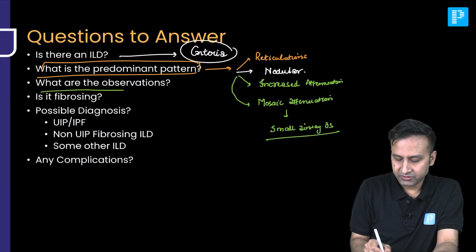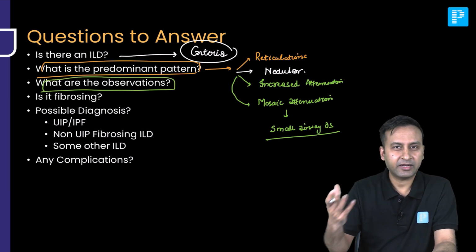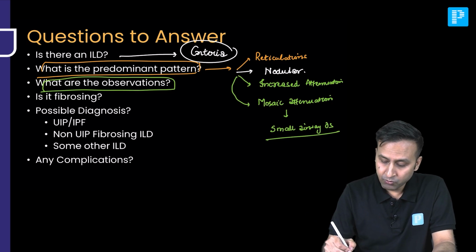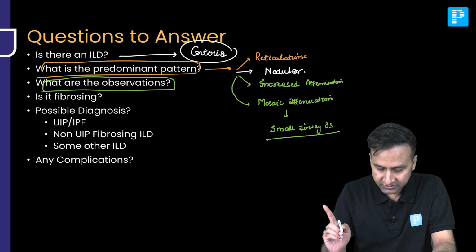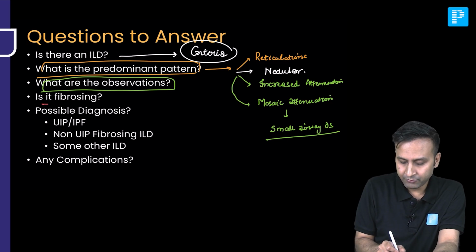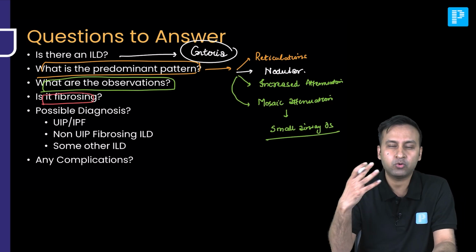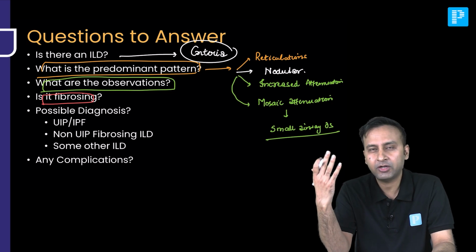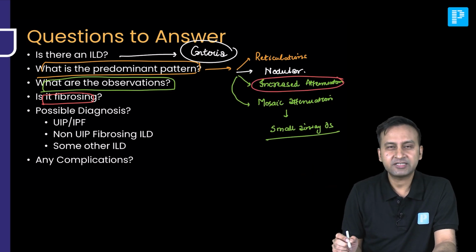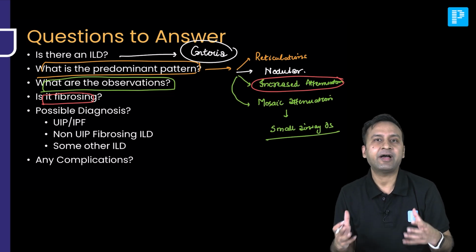Then what are the observations that we can make after we look at a particular scan? How will we report that scan in a tangential manner? Then the most important question that is asked of us as radiologists is to differentiate between fibrosing and non-fibrosing ILDs. Now, what do you mean by fibrosing and non-fibrosing? See, ILDs come with a lot of patterns, specifically the patterns with increased attenuation of ground glassing and consolidation where there's no interstitial fibrosis occurring.